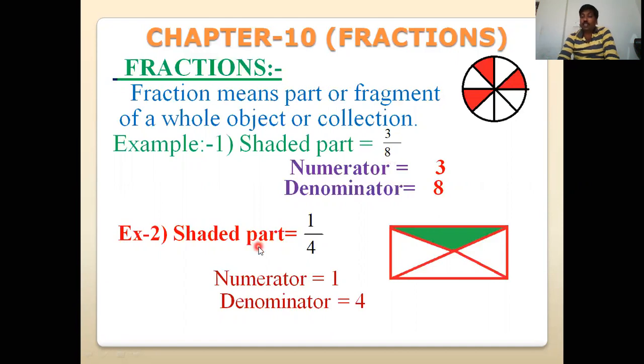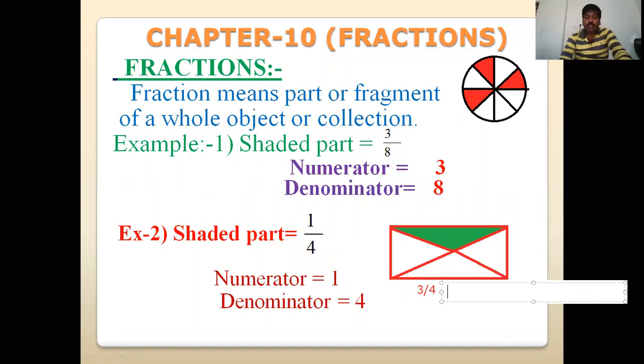Now this is another example, 1 by 4. Here we see a rectangle, and it is divided into 4 equal parts, 1, 2, 3 and 4. The value of each part is 1 by 4. Here the shaded part is 1, so it is called 1 by 4. If you want to write the unshaded part, what is it? The unshaded part is 3 by 4. Why?